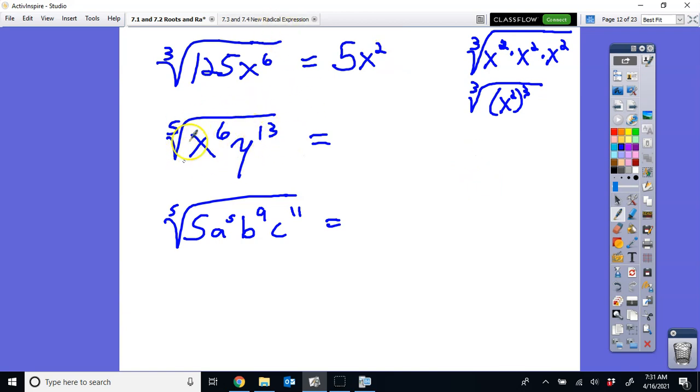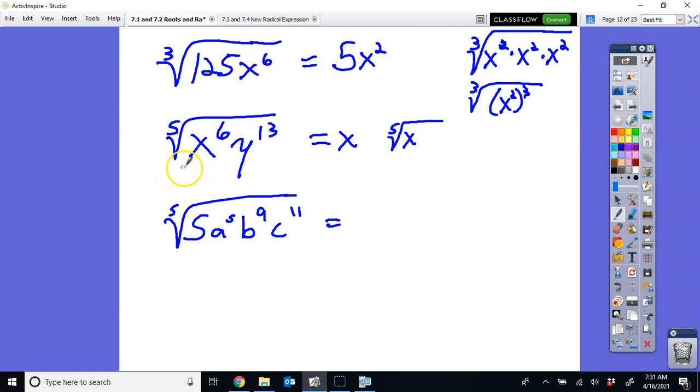So take a look at the next one. If you want to try it, you can pause it and try it. The 5th root of x to the 6th, y to the 13th. 6 divided by 5 is 1 with 1 left over, or 1 remainder. Another way to think about it is 5 goes into 6 one time with 1 left over. So that means you're going to bring out x to the 1st, and you're going to leave x to the 1st inside the radical, because there's 1 time with 1 left over.